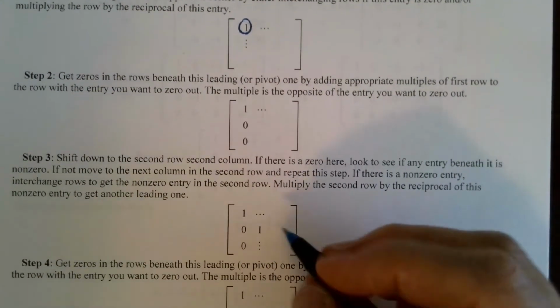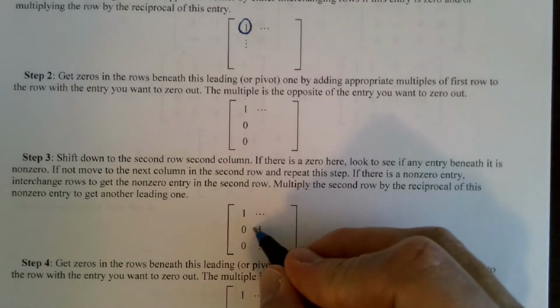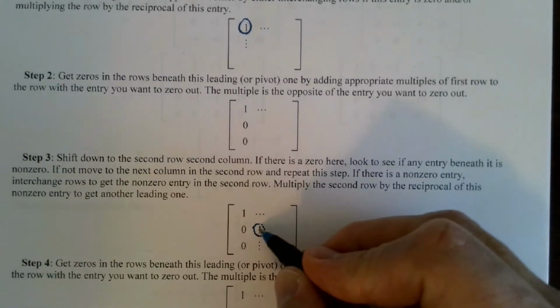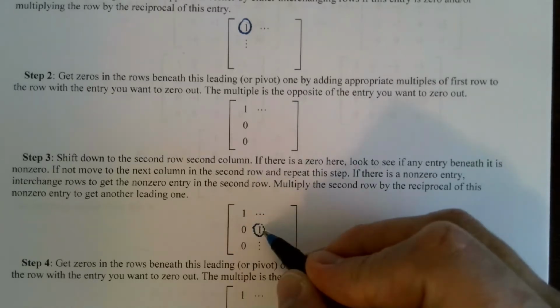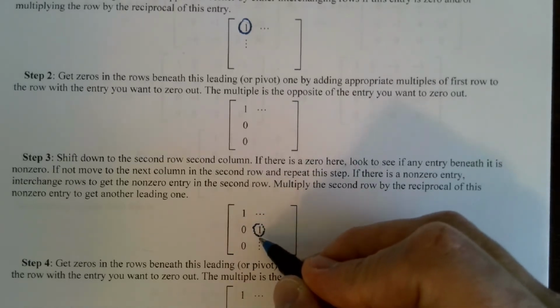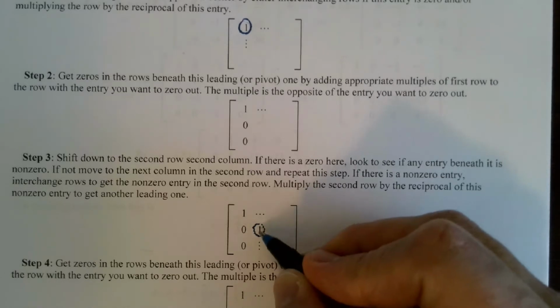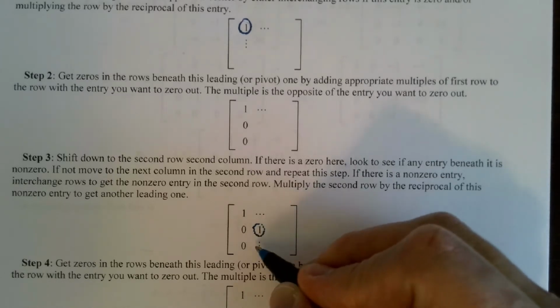Okay, to the right of that entry, here is the ideal location. Now, there are some problems. If this entry here is non-zero, then we're just going to multiply by the reciprocal. If it is 0, we're going to have to look down here and find a non-zero entry to interchange rows to get a non-zero entry up here.